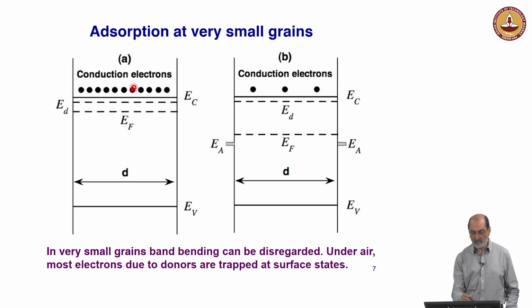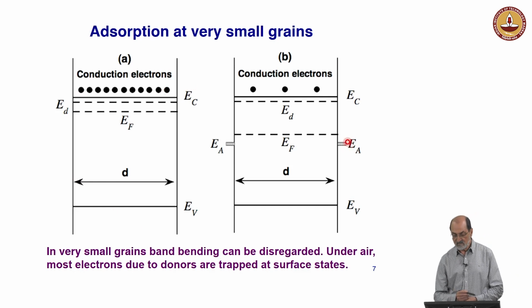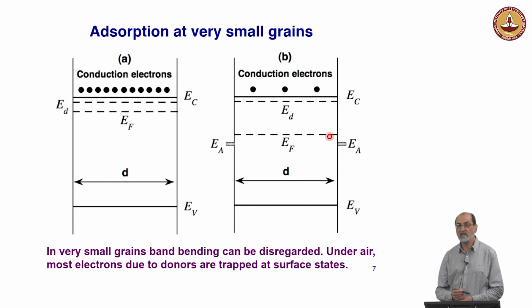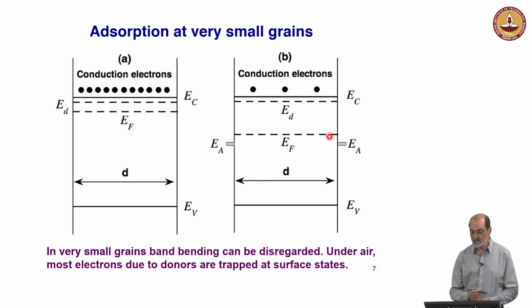We are going to have many electrons, and this is going to conduct electricity quite well. As soon as we have acceptor states at the gap, most of the electrons are going to drop there. Only a few of the conduction electrons are going to remain in the conduction band. The Fermi level is going to go down, and this is going to be the situation when we have many oxygen atoms adsorbed at the surface.